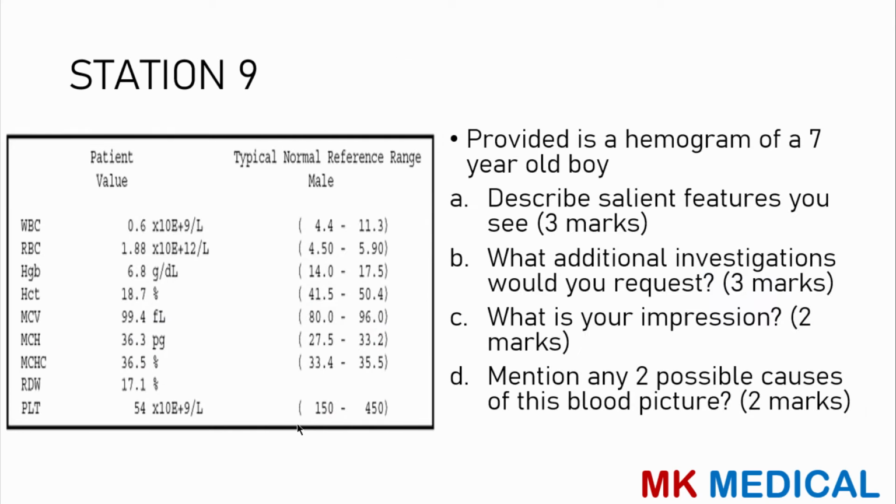Station 9. Provided is a hemogram of a 7-year-old boy. Describe salient features you see. What additional investigations would you request? What is your impression? Mention any 2 possible causes of this picture. So here we have the WBC at 0.6, RBC at 1.88, hemoglobin at 6.8, hematocrit at 18.7, MCV at 99.4, MCH at 36.3, MCHC at 36.5, RDW at 17.5, and platelet count at 54. So here comes the answer.